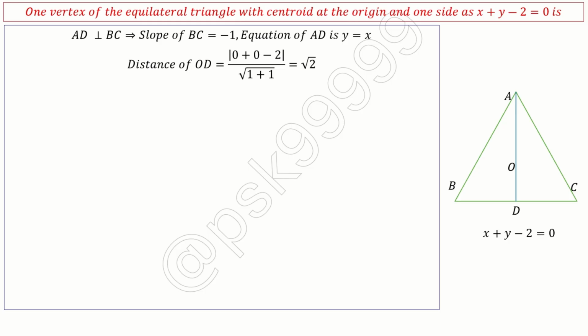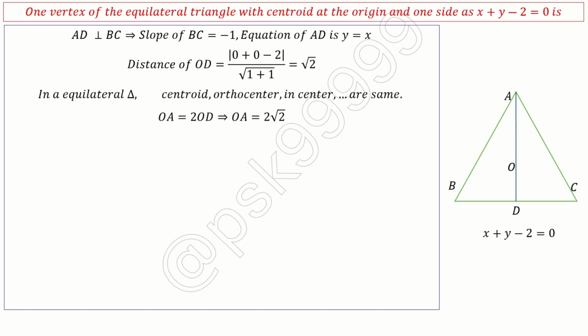So now the distance OD, where O is the origin, 0 comma 0, to x plus y minus 2: if I substitute in the distance formula, I get root 2. In an equilateral triangle, centroid, orthocenter, incenter are all the same. So OA equal to 2 times OD. OA by OD equal to 2 is to 1. So OA equal to 2 times OD, which is 2 root 2. OA is 2 root 2.